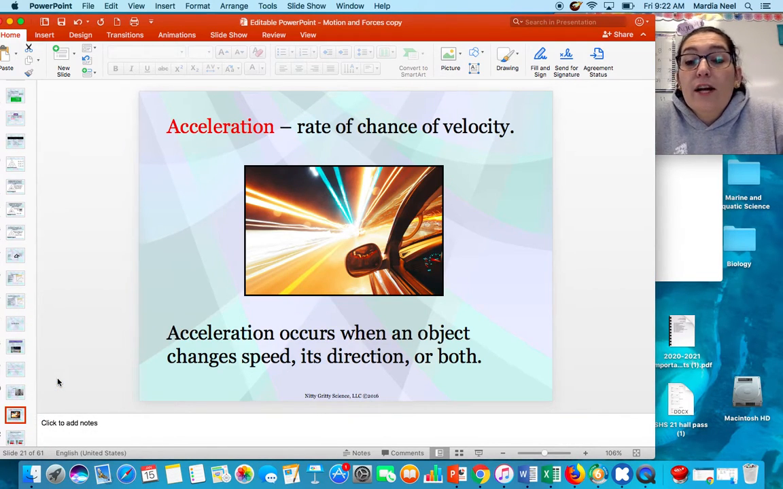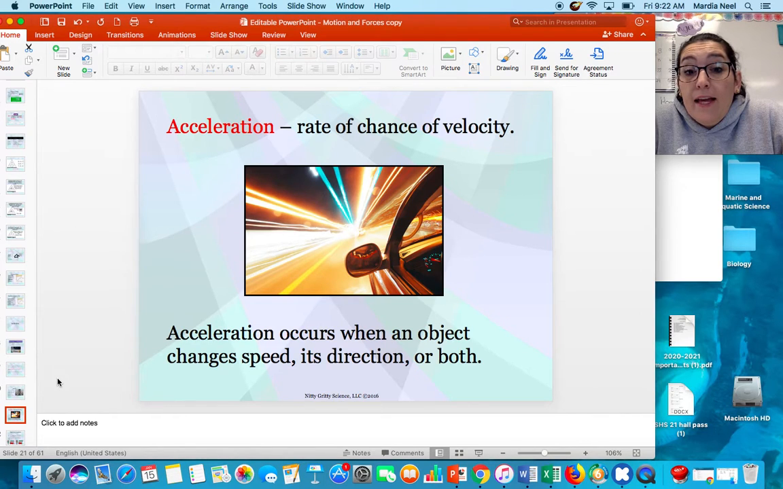All right, so acceleration is the rate of change in velocity. So since velocity includes speed and direction, acceleration can be a change in speed, acceleration could be a change in direction, or acceleration could be a change in speed and direction.